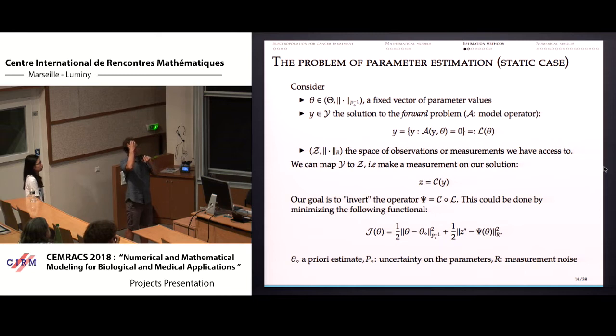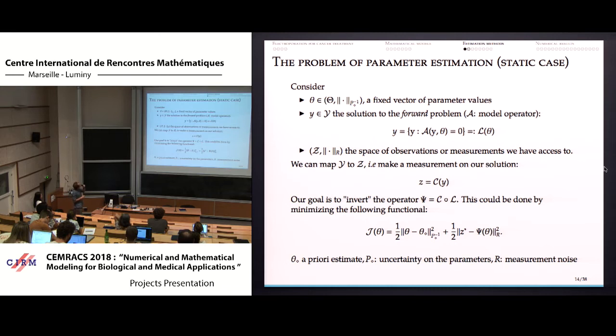Okay, so let's formalize a bit the inverse problem. Our parameters will be symbolized with theta here, which is in parameter space with a given norm. Y is the solution of our problem. So here it will be the solution of the PDE problem. And we have an operator L, which maps the parameters to the solution, assuming that it's unique and well posed, etc. We have the space of observations, so things we can measure. In our case, it's the intensities.